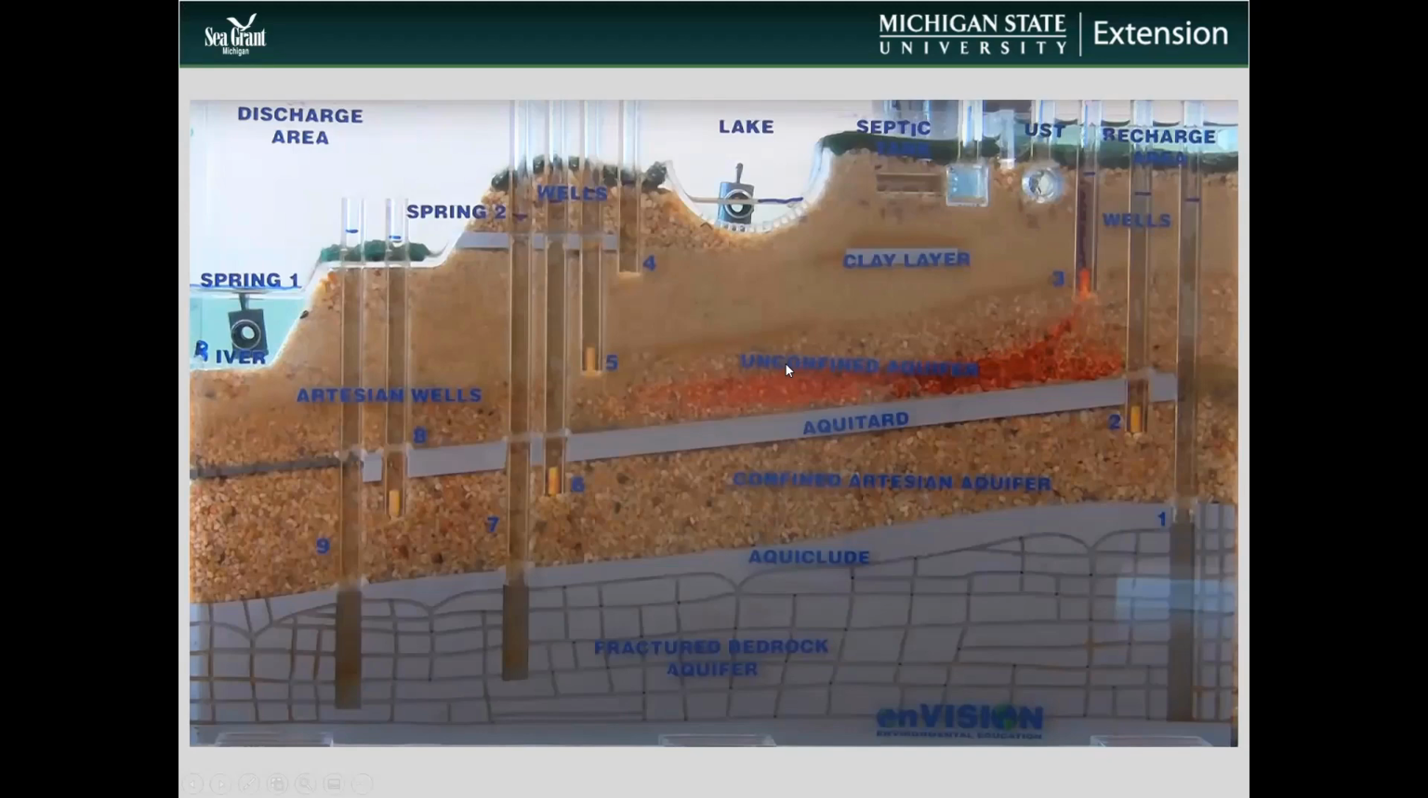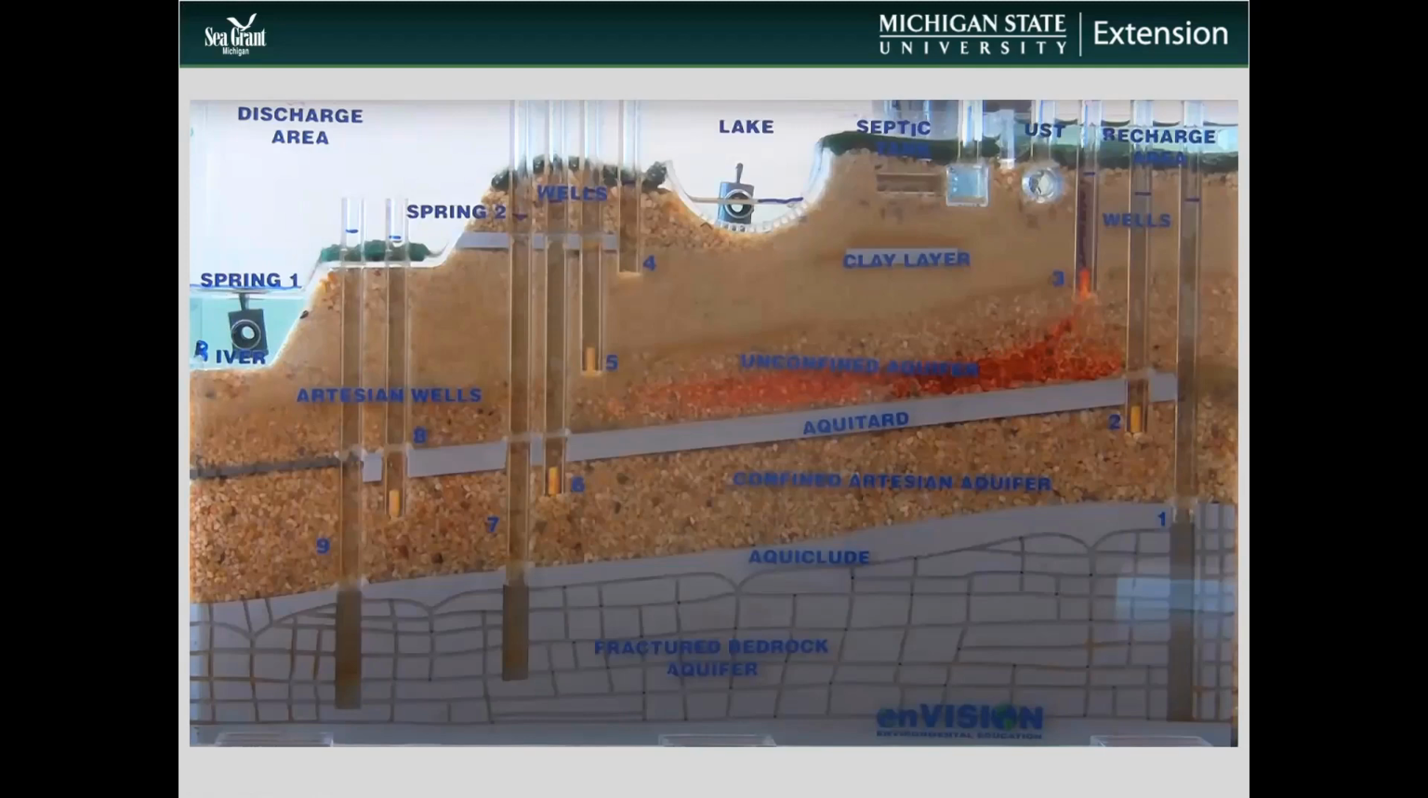And I really encourage you to look at that video once you get that link, because it's a great visual of how groundwater is connected to surface water, because we will see groundwater move through the system and discharge into the river that you see here on the left-hand side of the model. So that's groundwater flow, and groundwater in many cases in Michigan is discharging into our surface water supplies.